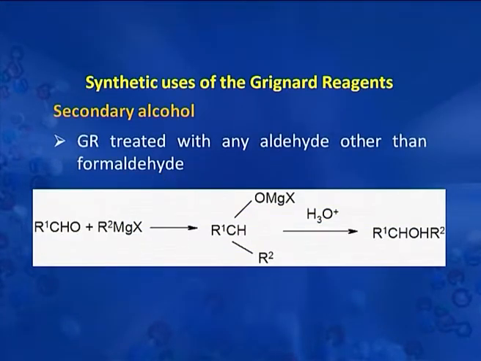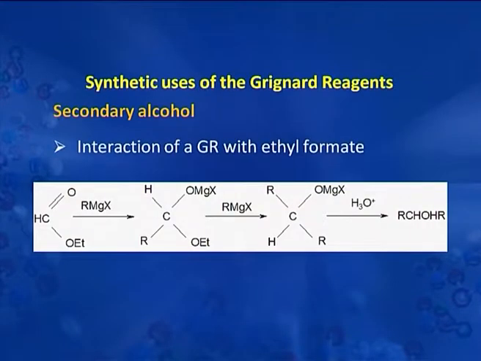Similarly, we prepare secondary alcohol with the help of Grignard reagent, when Grignard reagent is treated with an aldehyde other than formaldehyde. Also, in the interaction of a Grignard reagent with ethyl formate, two molecules of Grignard reagent are used, followed by hydrolysis, and secondary alcohol is formed.